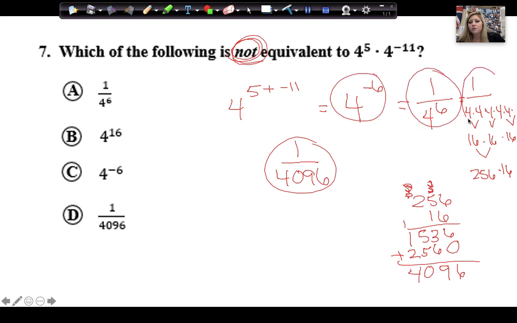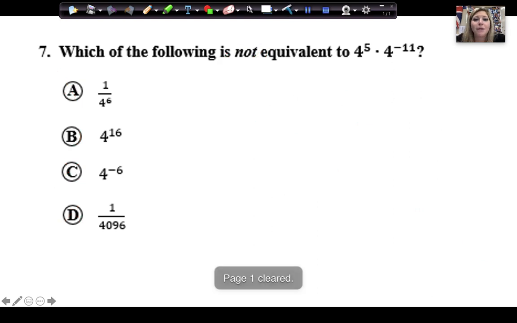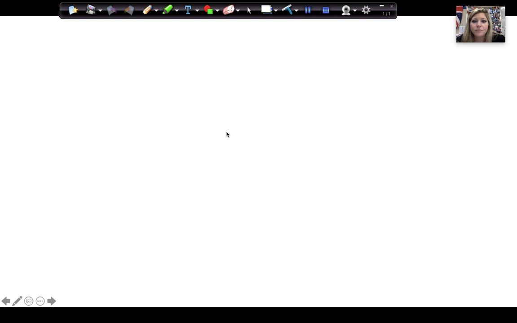So this is equal, and this is equal. And really this is equal to this. So we want the one that is not, though. The question said which is not equivalent. So A is equivalent. B is not equivalent, so that one's right. C is equivalent, and D is equivalent. So our answer choice here is B.